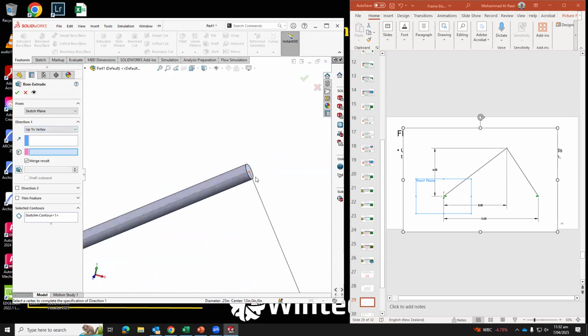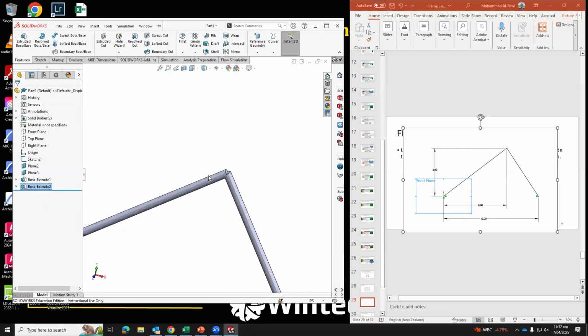But here you need to be careful. You select that vertex, but untick merge results. Because if you tick them, technically SolidWorks treats them as one piece. And that will not give you that nice movement because you have a force on top and it is not welded. So you untick it, don't keep clicking that merge results. So that will generate the second one for you.